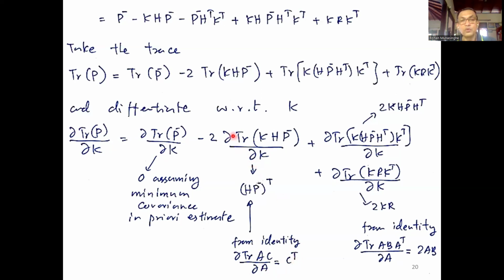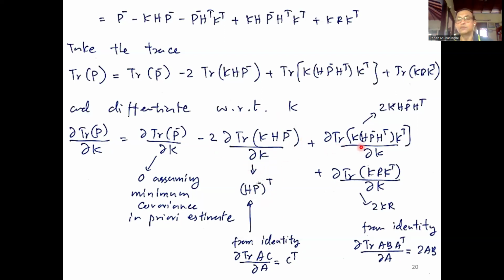Now, if you go up and see whether you have this kind of thing over here, what you have is K H P negative with respect to K. It's somewhat similar to this one: trace of AC over A. What is A over here? A is like K. What is C? C is HP negative. So the answer should be C transpose, which is HP minus transpose. So that is the second term.